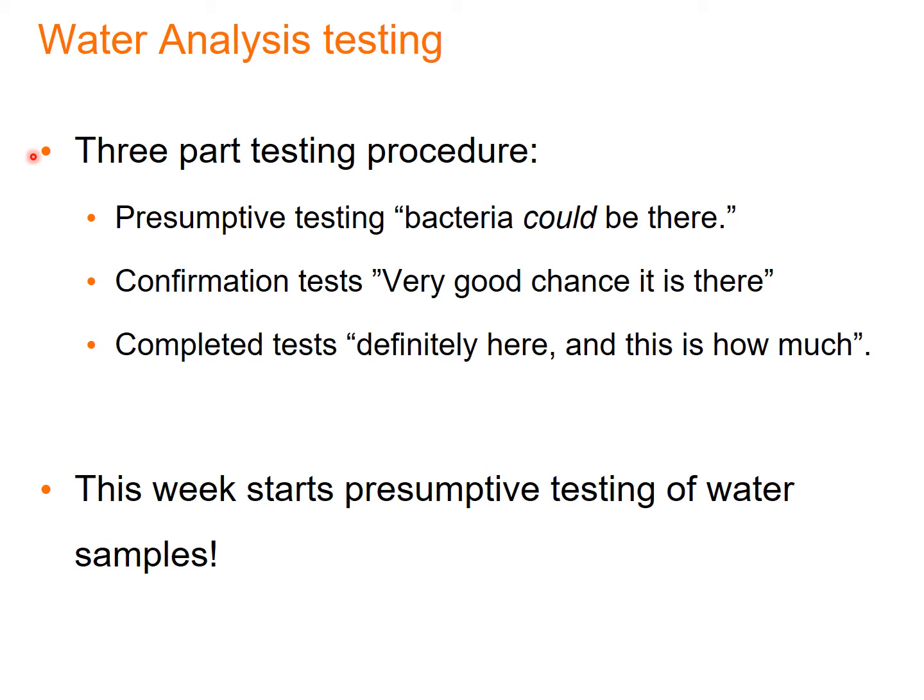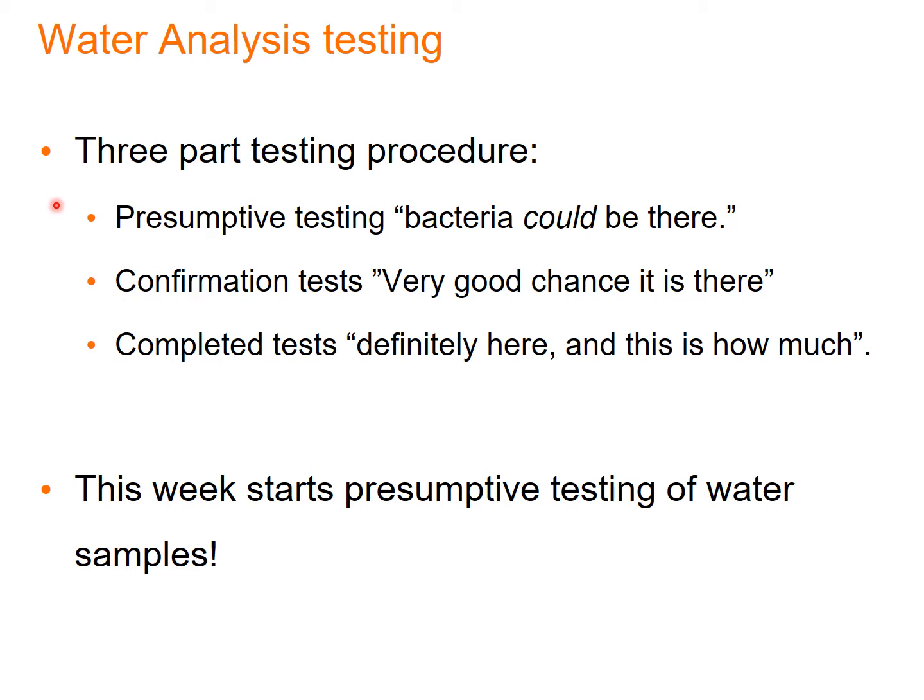So to start off with, we always initiate presumptive testing. If we have 1,000 water samples from 1,000 different locations and we're looking for the presence of fecal coliform bacteria, it can get very expensive. Presumptive testing narrows down those samples to only those samples that have a high probability of containing fecal contamination. This is what we're going to start off with this week.